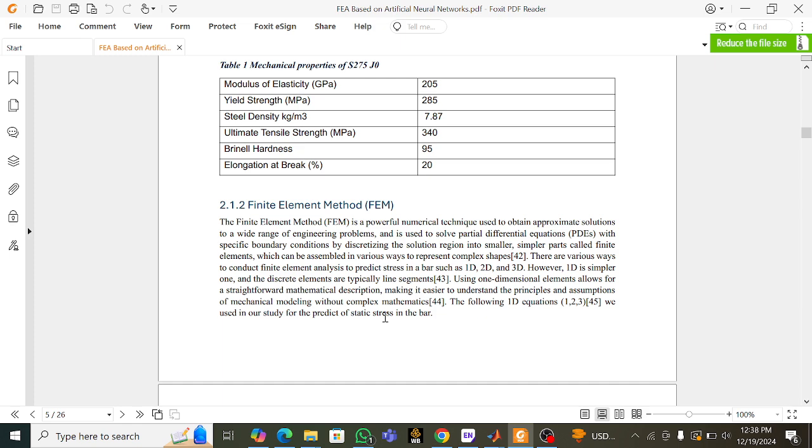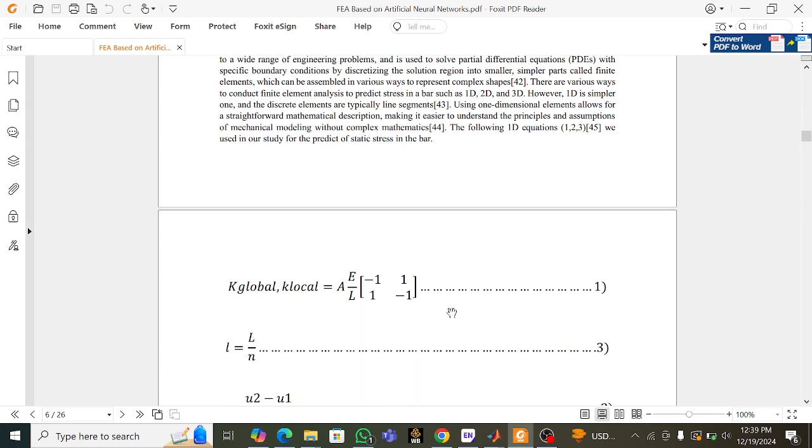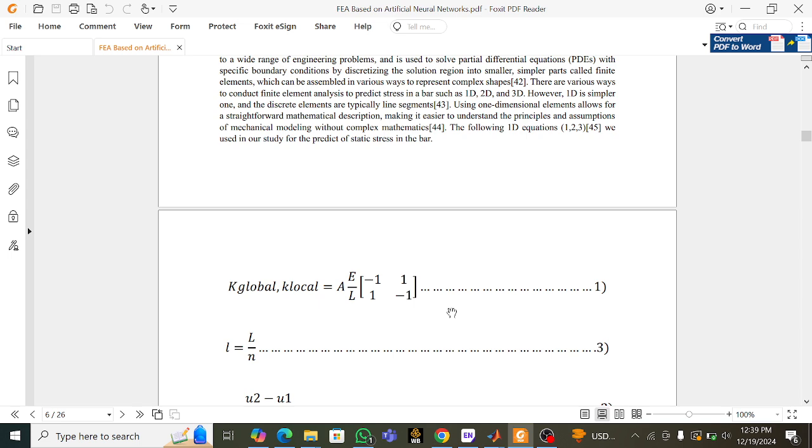to predict the stress in the bar. There are various types of finite element: 1D, 2D, 3D. I will choose the 1D. 1D is simpler, that's why it will take less time to calculate the static stress. In some of the equations I used for the finite element method, I used a MATLAB algorithm.